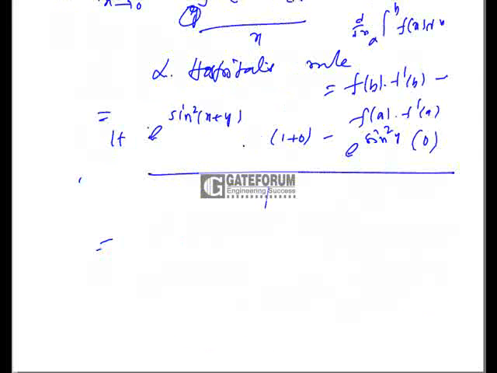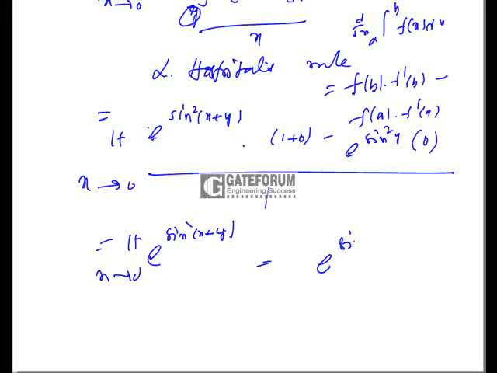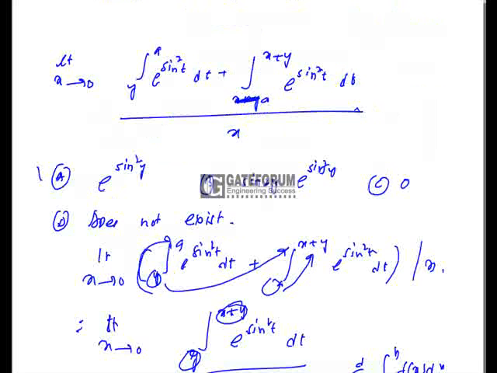So limit x is tending to 0. I can write this as limit x tends to 0 of e power sine square of x plus y. Now as x is tending to 0, this will be e power sine square y, which is option A.